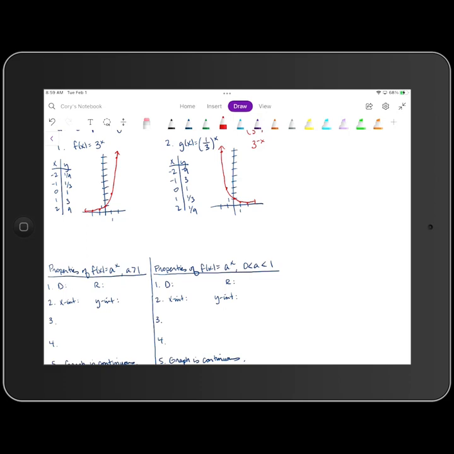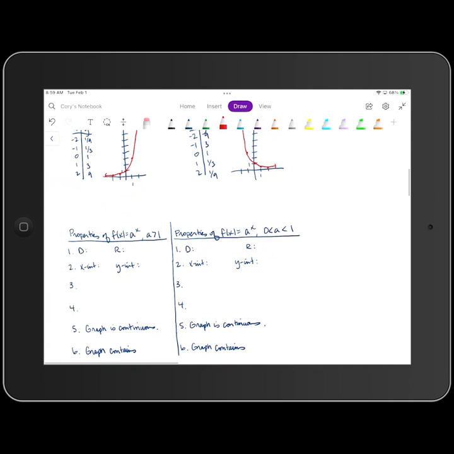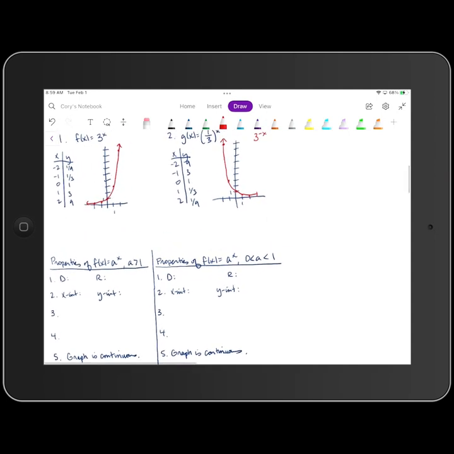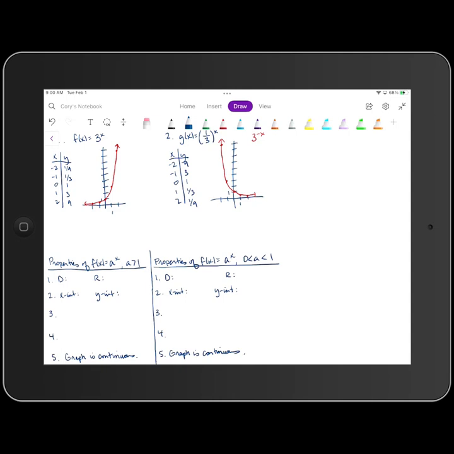Okay, let's run through these properties really quickly. We'll do them entirely for bases a that are bigger than 1, and then entirely for bases a that are fractions between 0 and 1. Domain: when we look at the domain of our graph on the left, it's all real numbers. I'll write that in interval notation as the open interval from -infinity to infinity. For the range, it looks like the y values are bigger than 0, so we write the open interval from 0 to infinity.